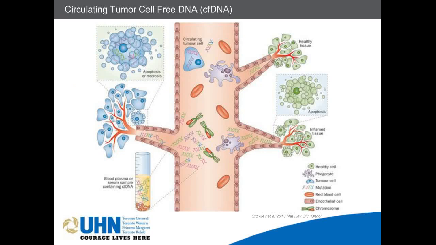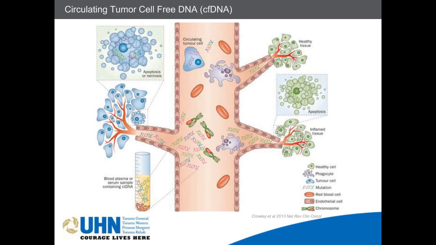So this slide shows an overview then of circulating tumor cell-free DNA and its origin and how it actually presents in peripheral circulation. Cell-free DNA is released from either healthy or inflamed or diseased tissue, such as tumor tissue, from cells that are undergoing apoptosis or necrosis. And so as these cells are undergoing apoptosis or necrosis, they are releasing DNA fragments into peripheral circulation.